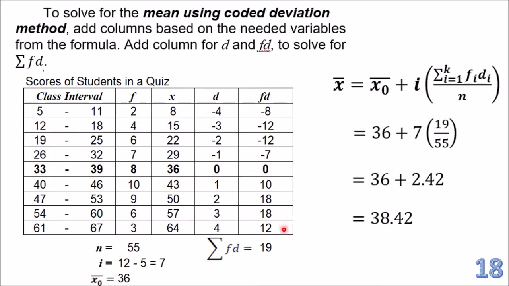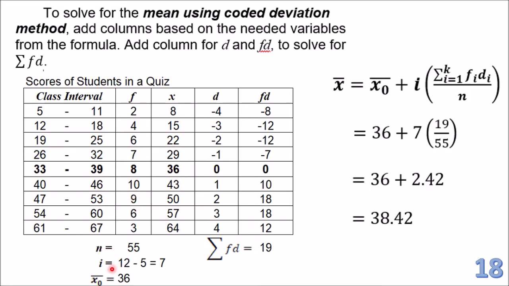And then after that, we just need to sum or add all of these fd. I-plus natin to lahat, no? Siyempre, kung may negative dyan, i-minus natin yung negative dun sa positive. So, the result of this is 19. So, this is now our summation of the fd. And then N, ganun pa rin, 55.